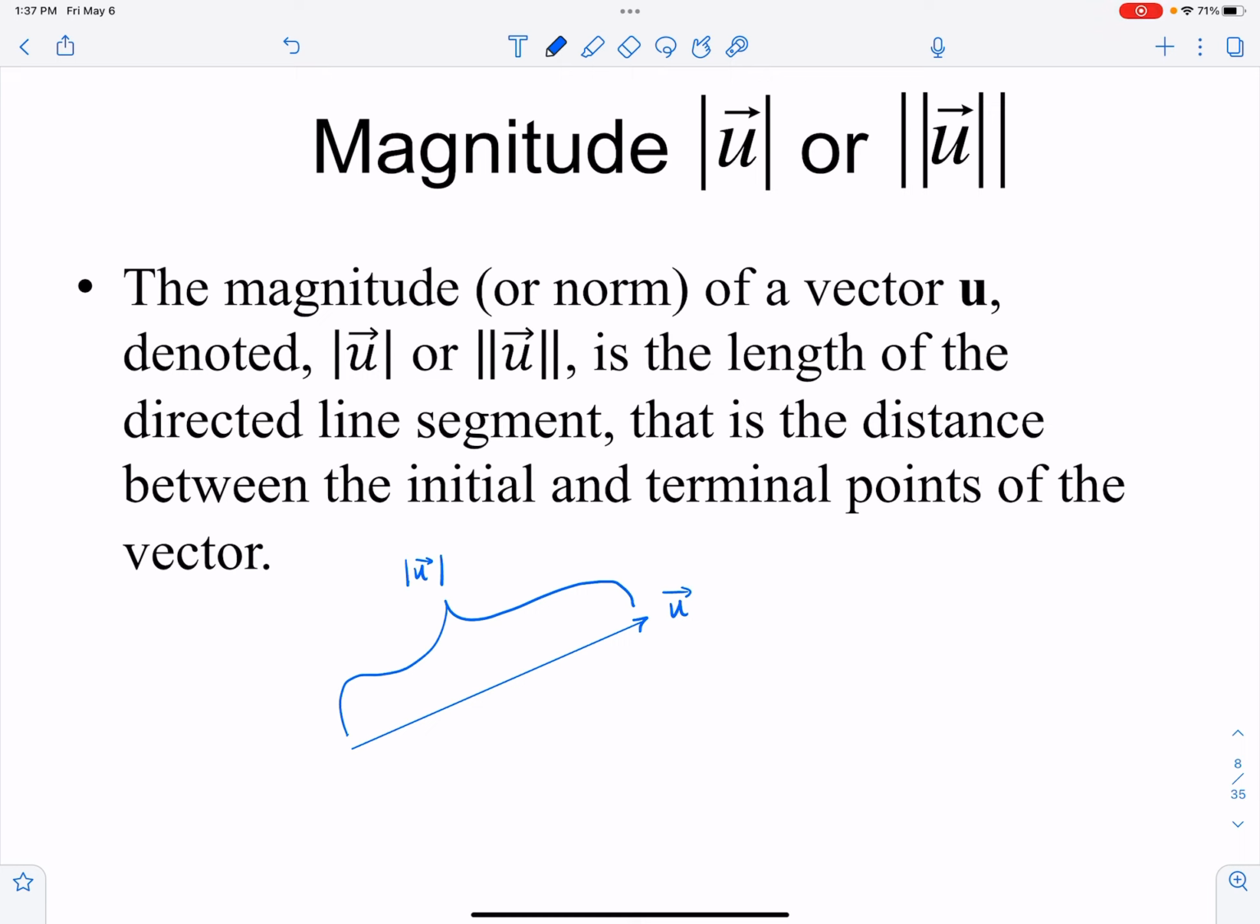We haven't talked about how to calculate that length yet. It starts at a point, then ends wherever that arrow stops. We haven't talked about how to actually calculate the magnitude of a vector, but geometrically, the magnitude of the vector is the length of the directed line segment that represents the vector.